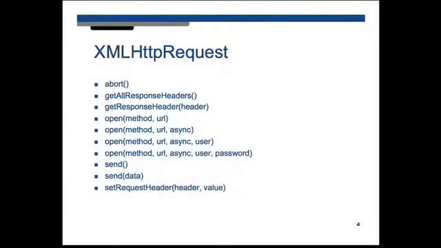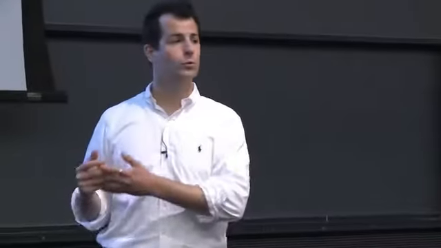Well, for instance, there's an open method inside of this object. And the open method can be called in a few different ways. It has a few different signatures. You can call it with 2 arguments, 3, or even 4 arguments. But at the end of the day, open simply opens an HTTP connection from the browser to some remote server.